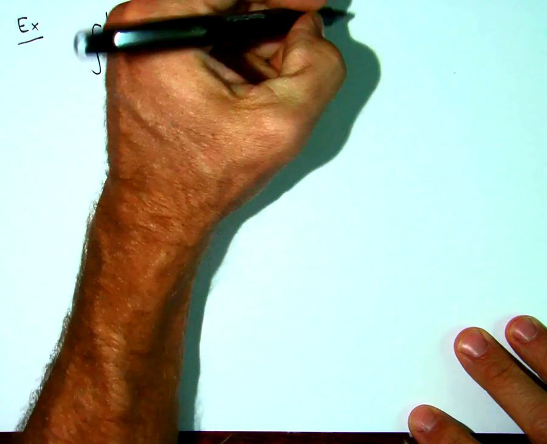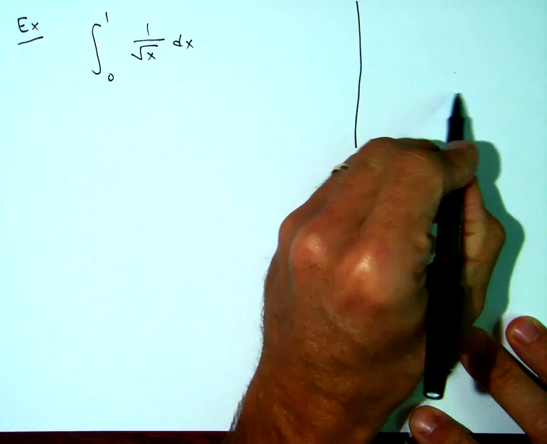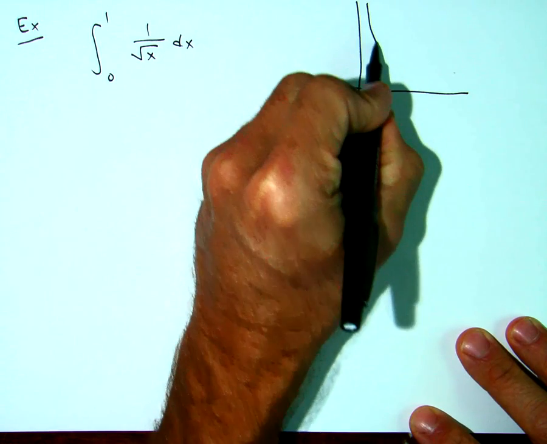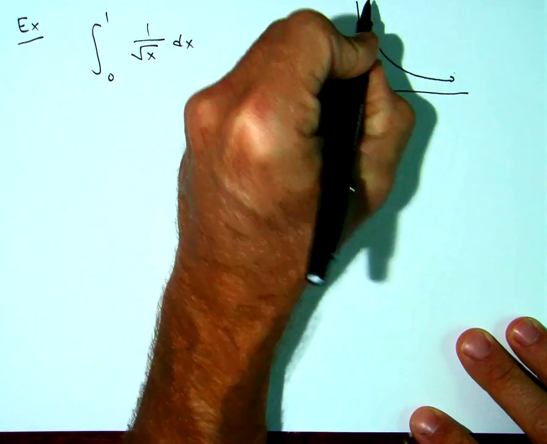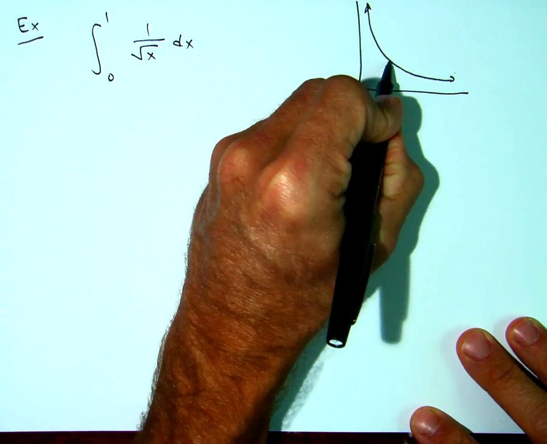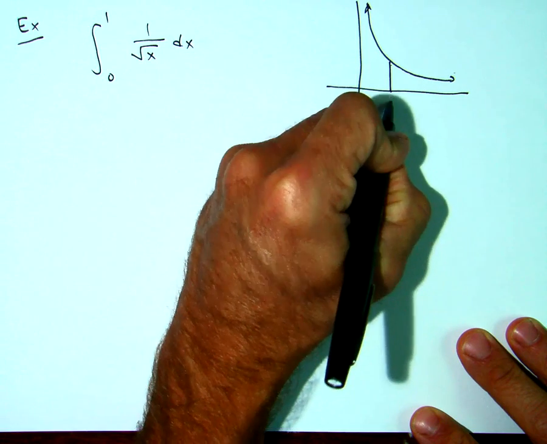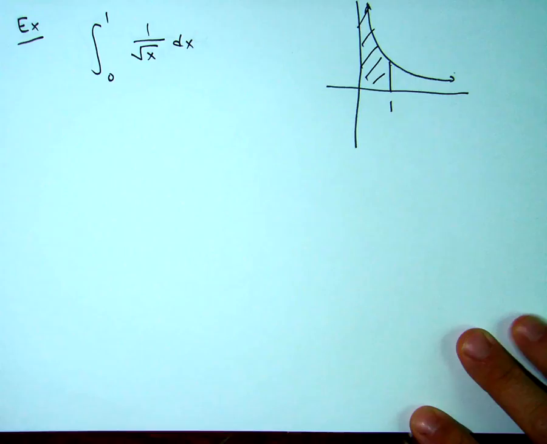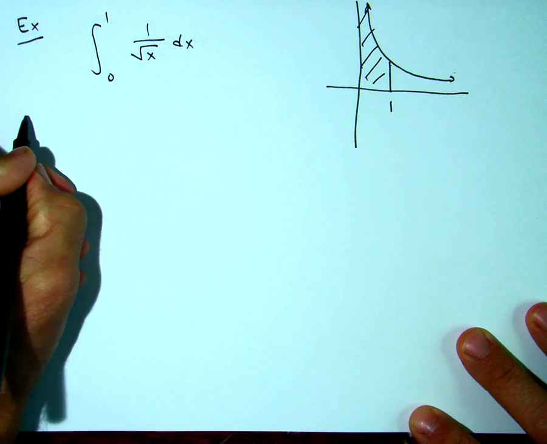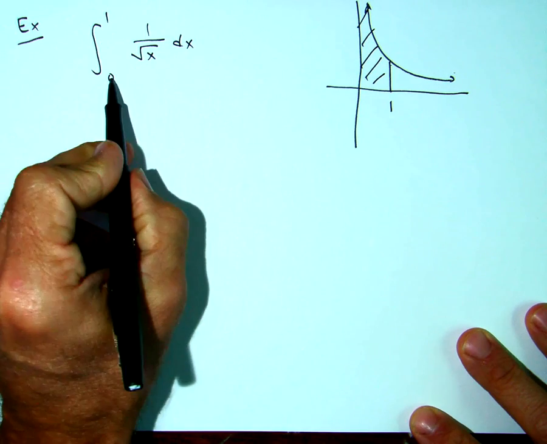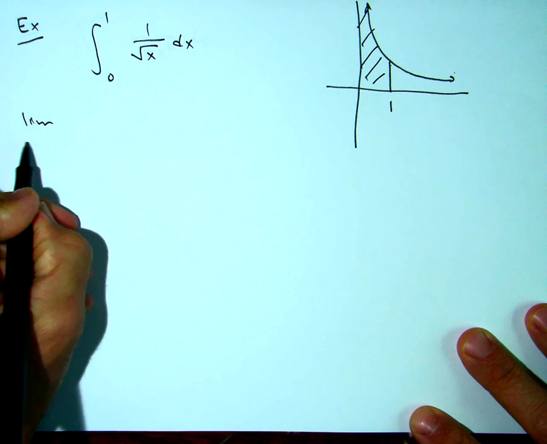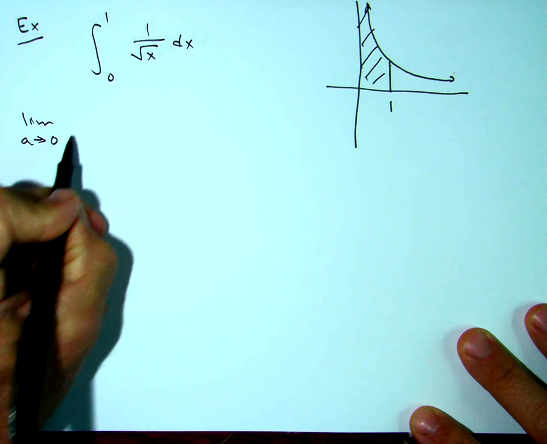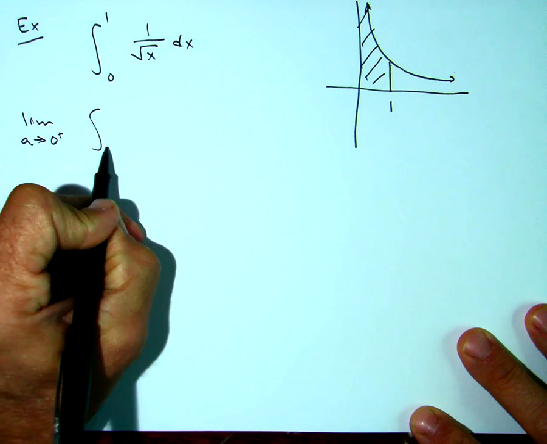So, again, the graphs of these are all going to look fairly similar. This is kind of hyperbolic type graph here. And again, if that's 1, we're looking at this area right here. So again, we have this infinite discontinuity, so we're going to replace that with a. Let a go to 0 from the right, and a to 1.